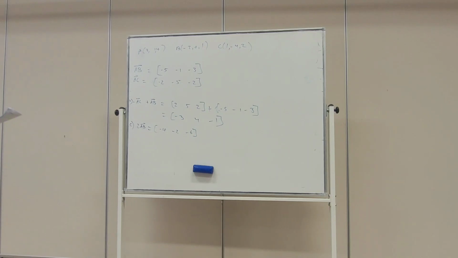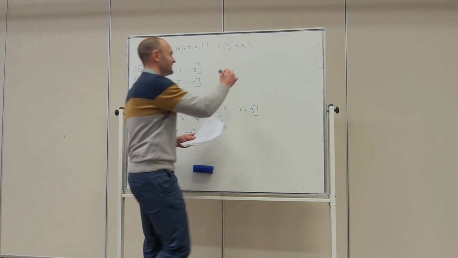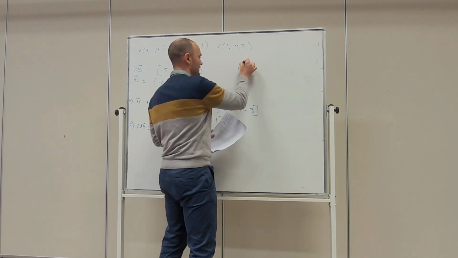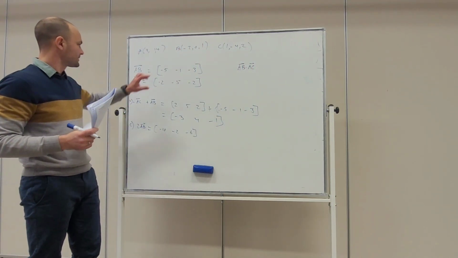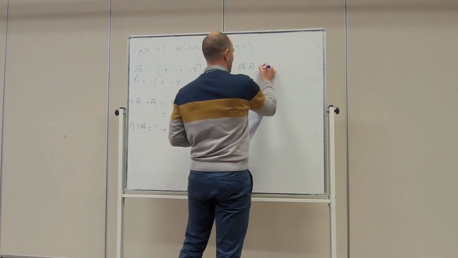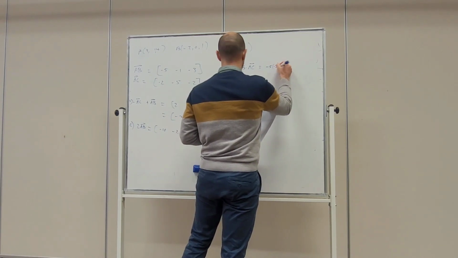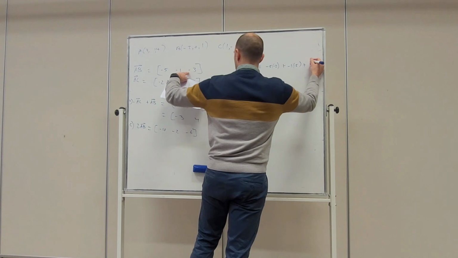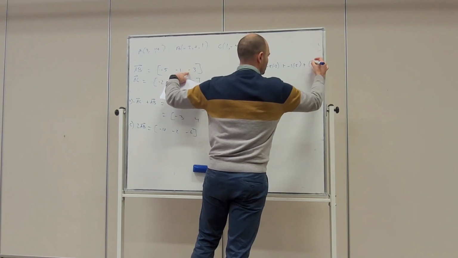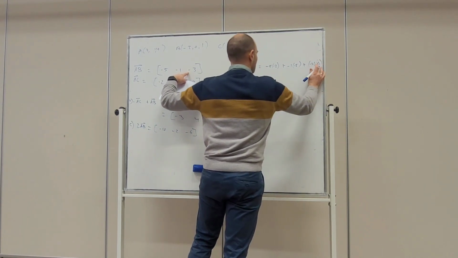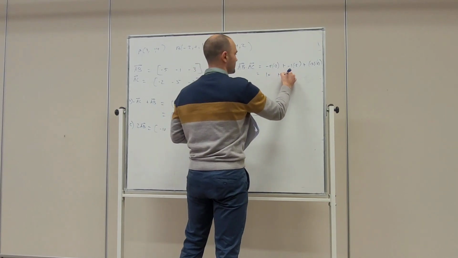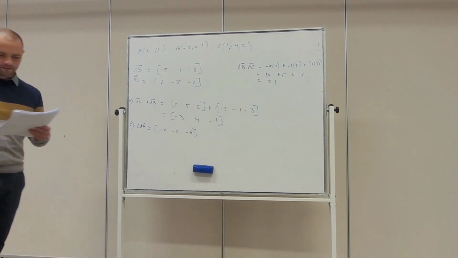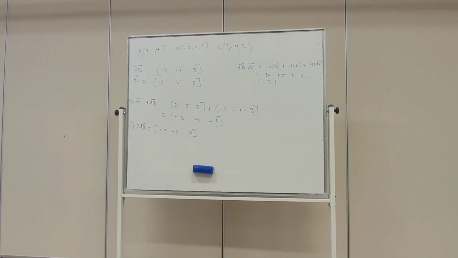Find AB dot AC. So this is the x times the x plus the y times the y plus the z times the z. So we have -5 times -2 plus -1 times -5 plus -3 times -2. We get +10, +5, +6. Okay, find the angle between AB and AC.